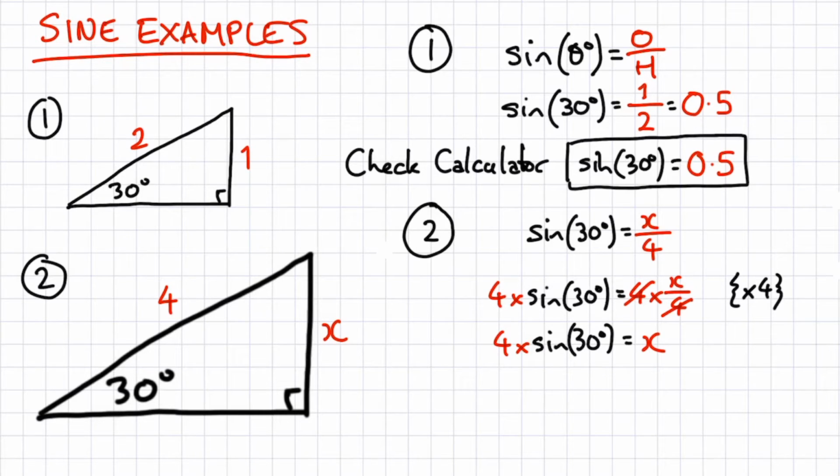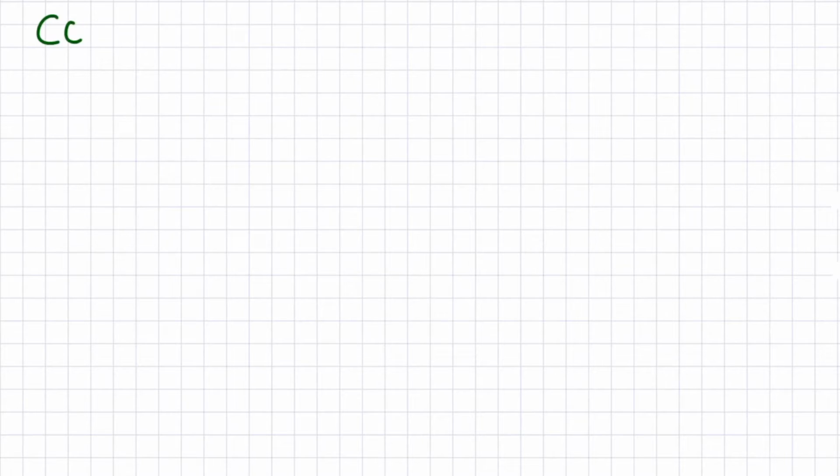Now, that should almost do it. We do 4 times 0.5. We know that sine 30 equals 0.5, and we get x is 2, okay? And that's our answer. That's what we expected. So that side is 2. We can use that format to kind of solve any kind of problem with trigonometry, okay?